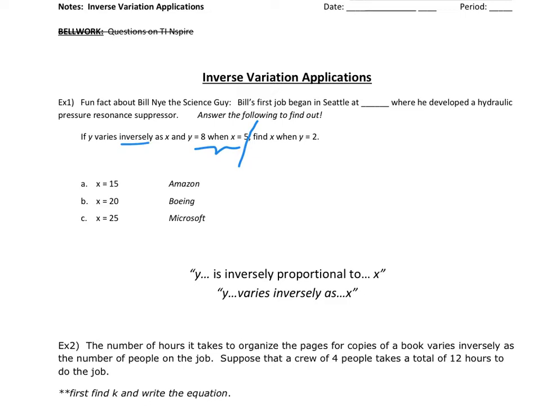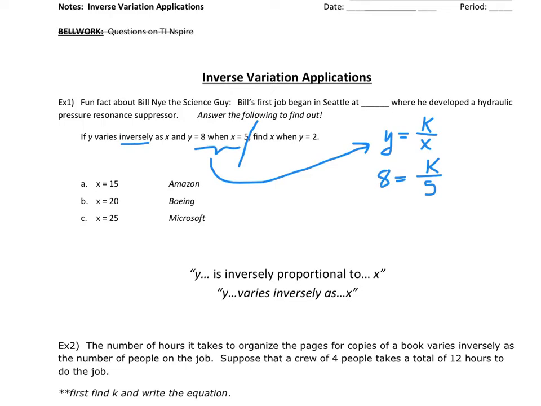So y equals a constant divided by the x quantity, and we can set it up using this pair that we know. y is 8 when x is 5, so we'll just substitute them in. y is 8 while x is 5. The constant we don't know. We're going to find that constant so that we can figure out the next part.